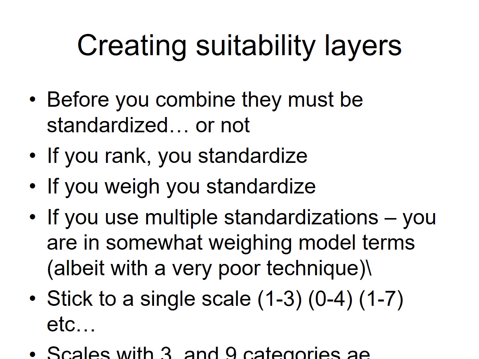When you create suitable layers, before you combine, they must be standardized. And so you have to standardize. If you rank things, you're sort of standardizing them. And if you weigh things, you're sort of standardizing. And if you multiply standardizations, you're in somewhat of a weighting thing. So there's different ways of doing it, but you tend to want to stick to a single scale. Whether it's 1 to 3 or 0 to 4, 1 to 7, etc., you need to stick with it. There should be 3 to 9 categories in those scales.